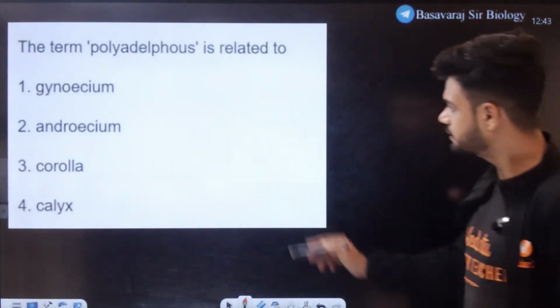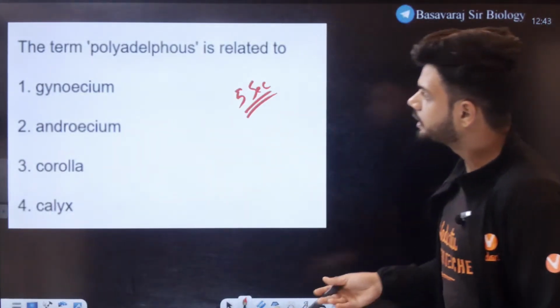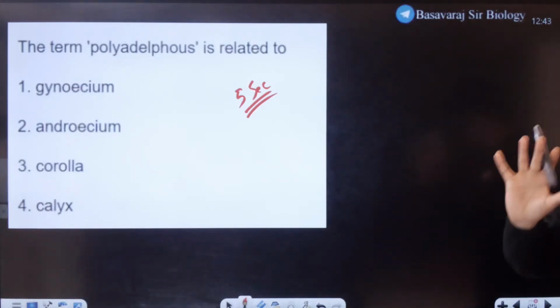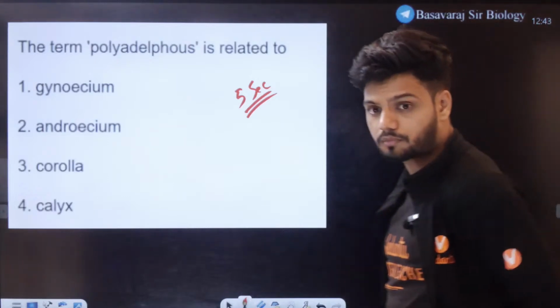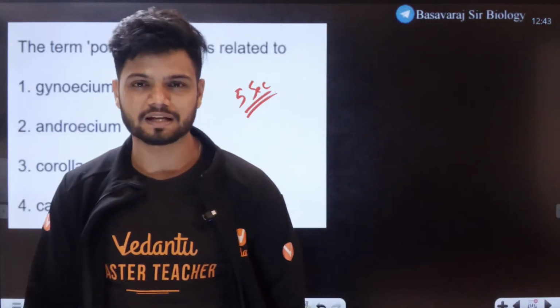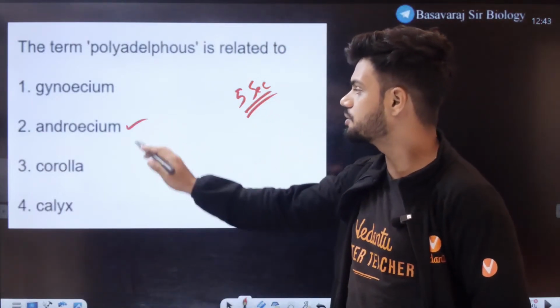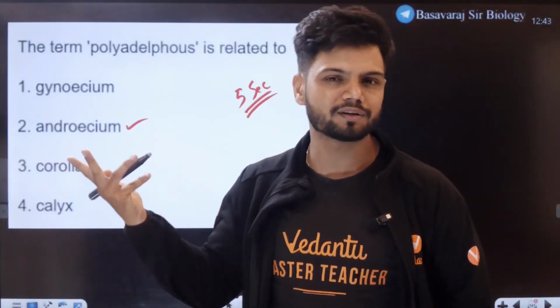I'll give you exactly 5 seconds to answer this question. The term polyandrous is related to Gynoecium, Androecium, corolla, calyx. 5 second rule. Quickly, 5 seconds. After time is up: polyandrous refers to Androecium. Polyandrous means the filaments are completely free.